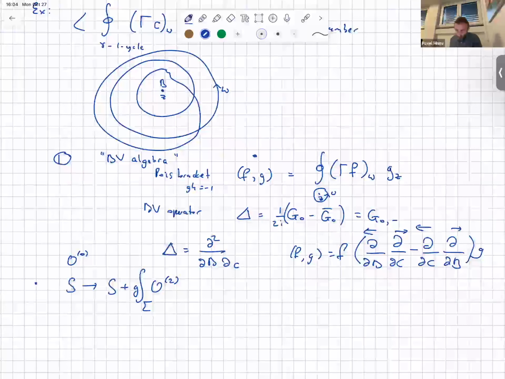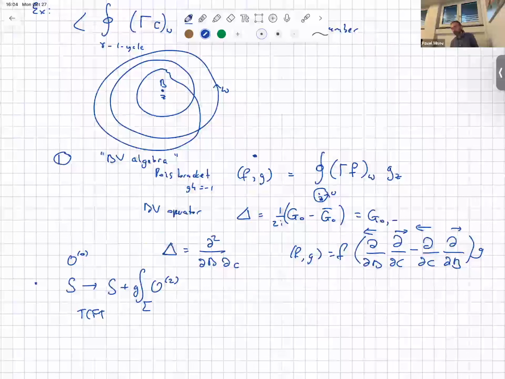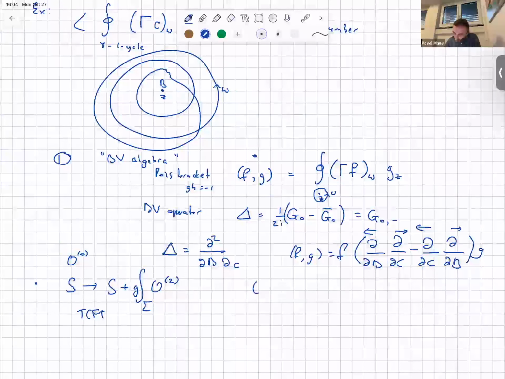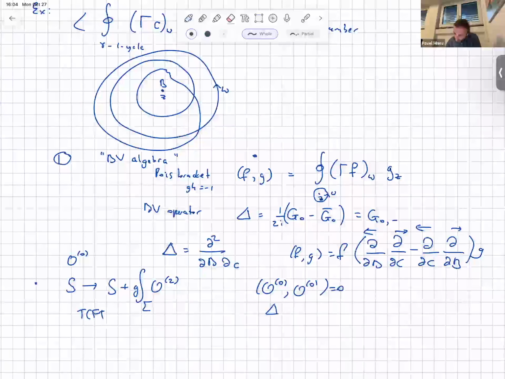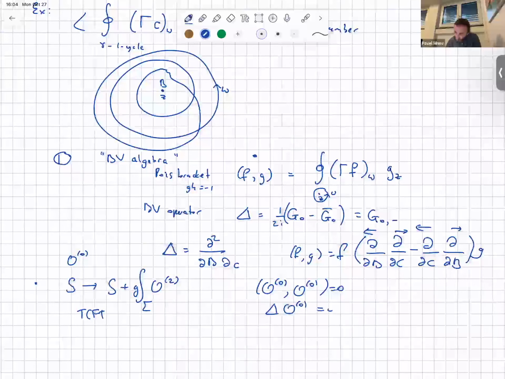It turns out that for this to be a consistent deformation of a TCFT, you also need to simultaneously change somehow the BRST operator and G field. For this to be a consistent deformation, O0 has to be an observable satisfying the properties that its Poisson bracket with itself must vanish, and that the Laplacian of this observable, this BV Laplacian, must also vanish. Then it is a consistent deformation.